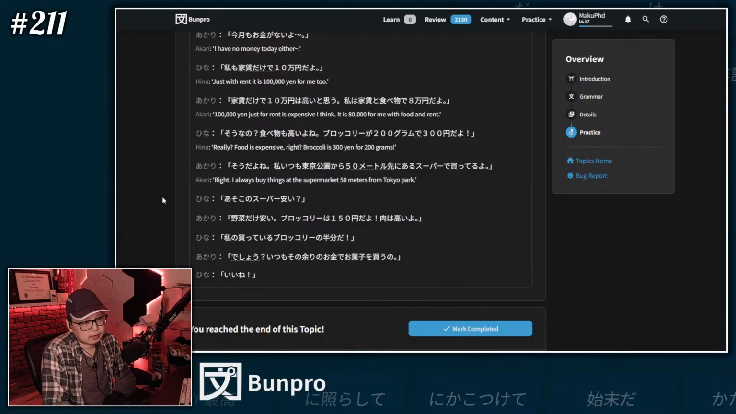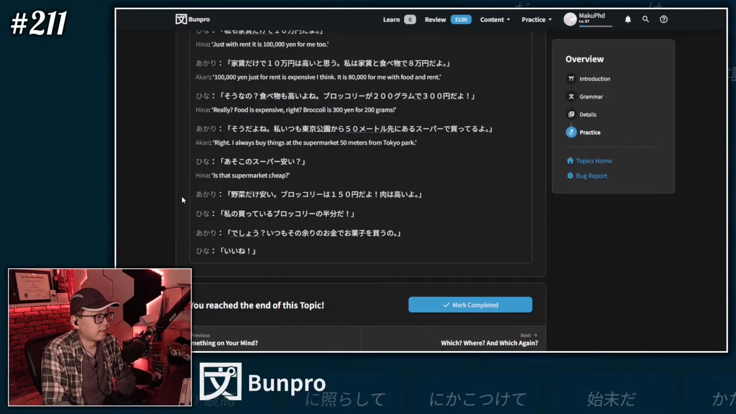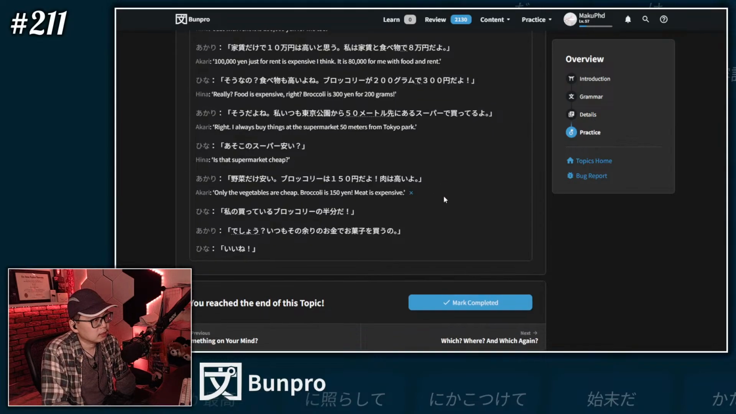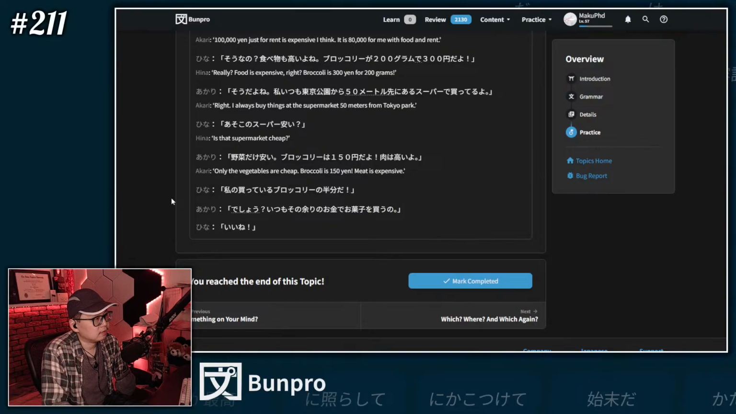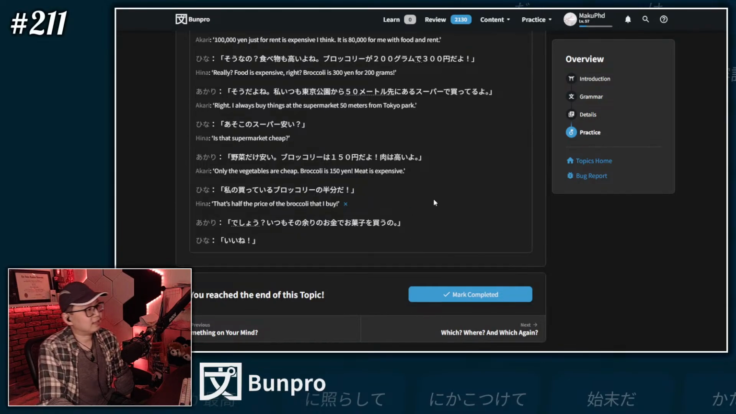Is that a cheap supermarket over there, right? Is that supermarket cheap? The vegetables are cheap. Broccoli is 150 yen, implying 150 yen per 200 grams, probably, in context. So half the price. That's what I meant by half the price. The meat is expensive, though. Hina said that the broccoli is half price. That's half the price of the broccoli that I buy, right?